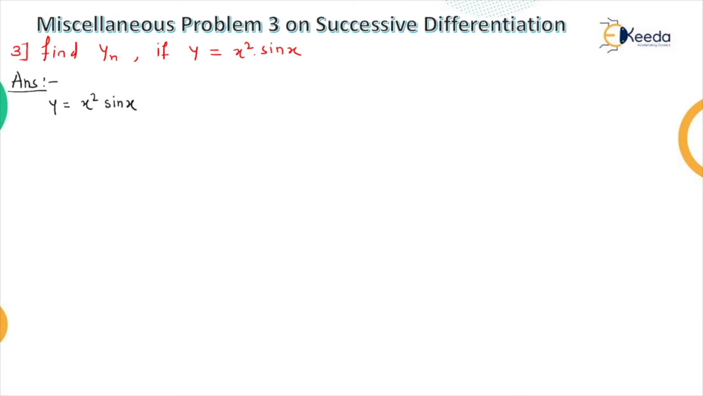So in this question you have to find yn if y is equal to x square into sin x. That is, y is a product of two functions, the first one is x square and the second one is sin x. If we have to find the nth order derivative of a product of two functions, then there is a theorem available for you guys. So which theorem is there? By using Leibniz theorem we can find the nth order derivative of the given function.